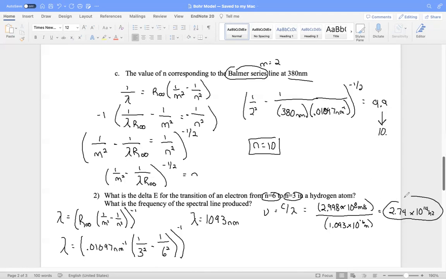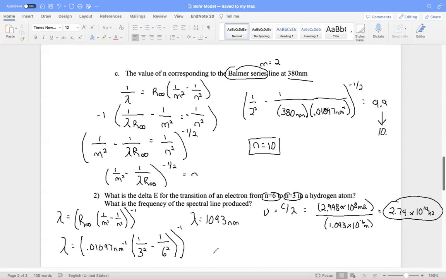So here we go. And again, we could have kept 4 sig figs here actually, because our limiting value is our Rydberg constant, and Rydberg constant has 4 significant figures.